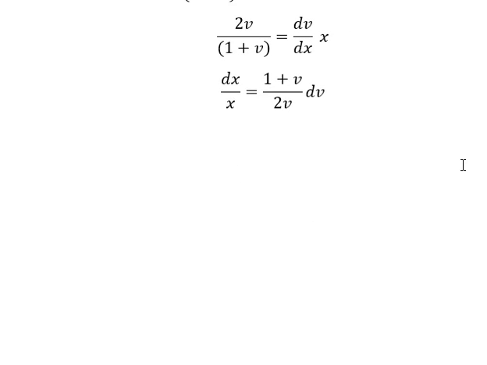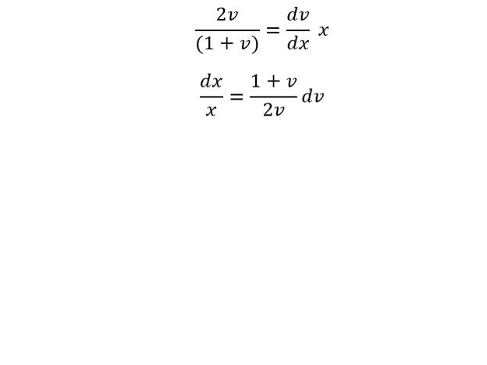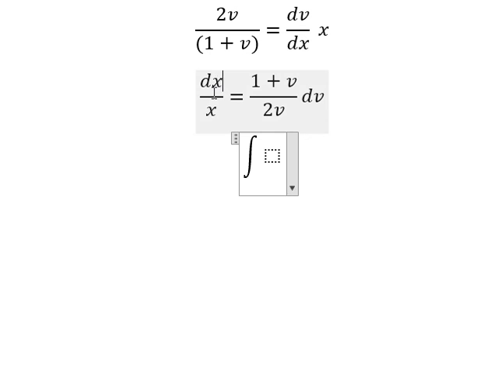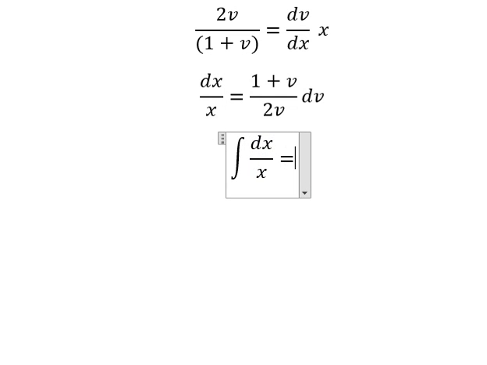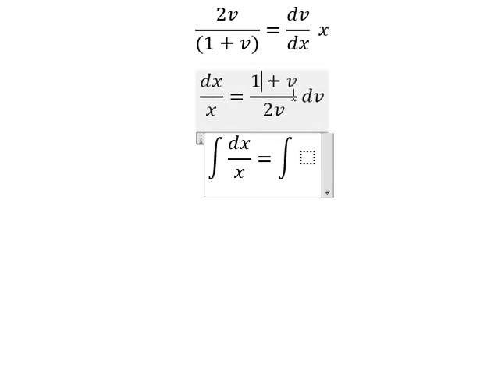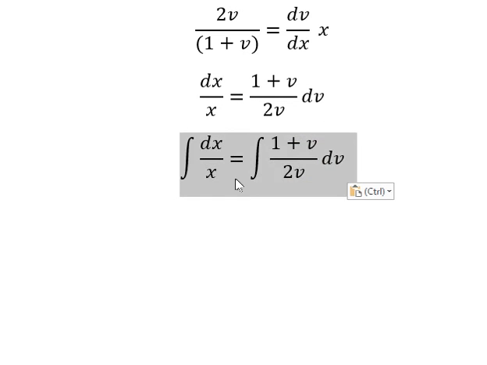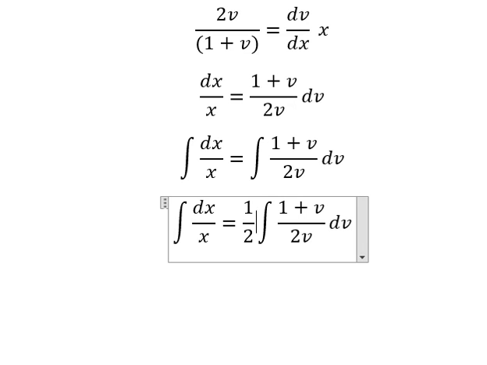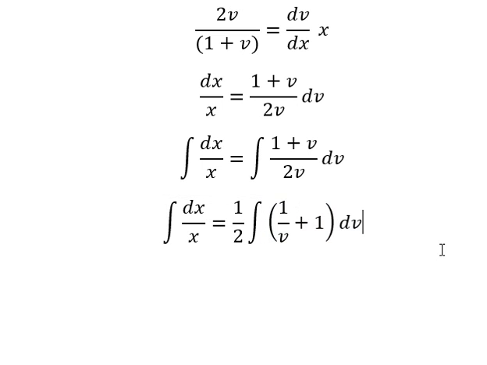Next, we need to integrate both sides. So number 2, I will put outside 1 divided by v, v divided by v. That should be like this. And now we have the final answer.